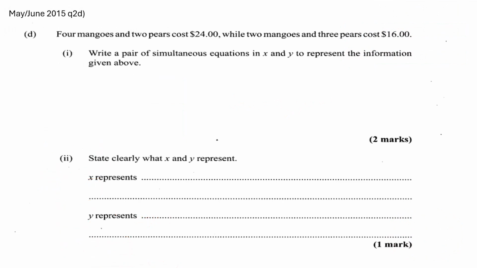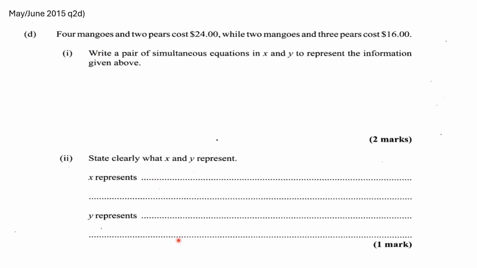Now this is another question, the 2015 2D. It reads, 4 mangoes and 2 pears cost $24, while 2 mangoes and 3 pears cost $16. Write a pair of simultaneous equations in x and y to represent the information given above.